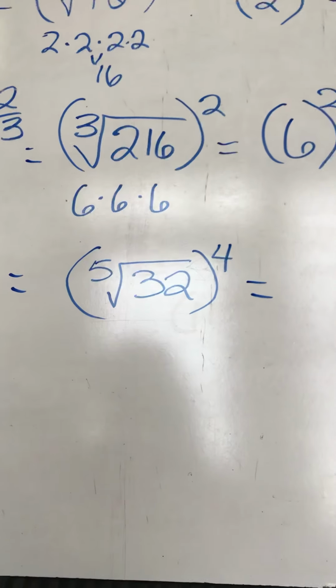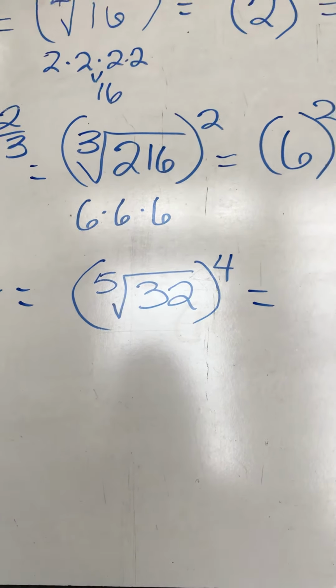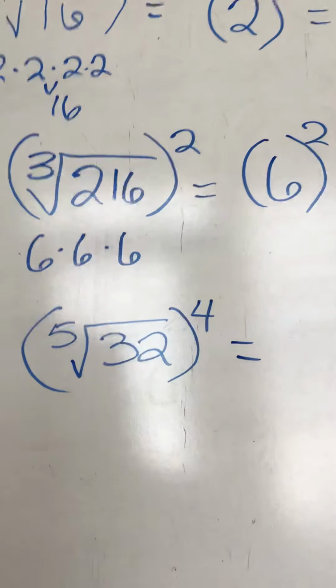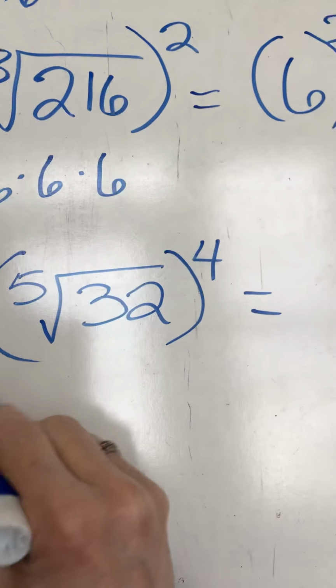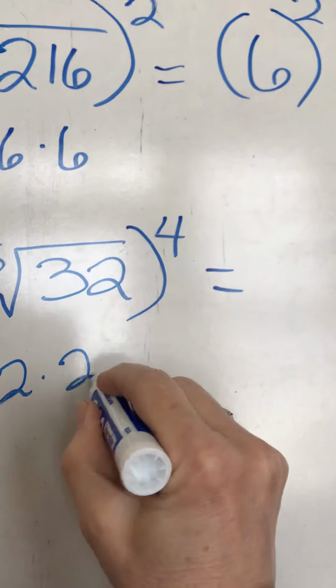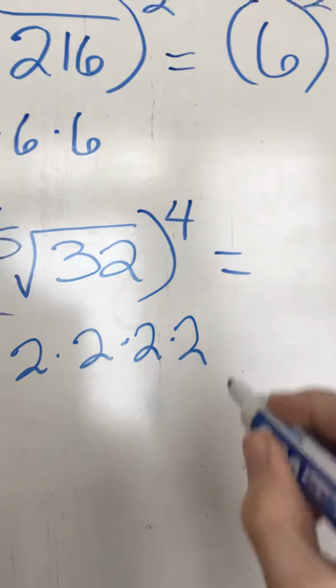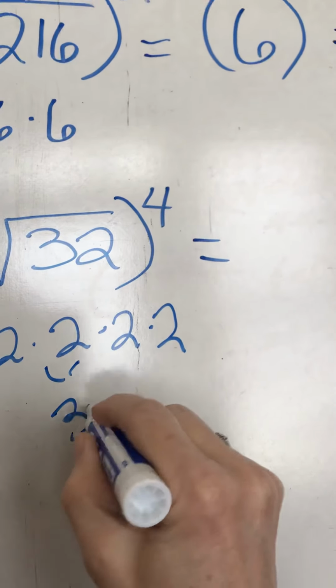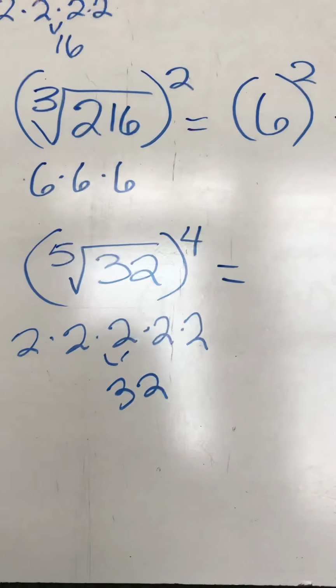32 to the 4/5 power. So I've got to take the 5th root of 32, and then I have to raise that to the 4th power. Okay, so what number times itself 5 times is equal to 32? 2 times 2 times 2 times 2 times 2 is equal to 32. So the fifth root of 32 is 2.